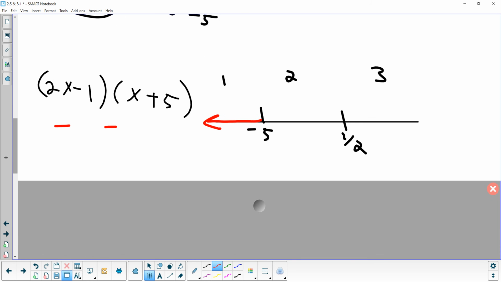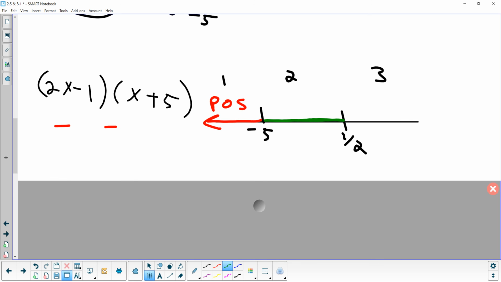So if you pick a number below -5, you'll get a negative result here. You'll get a negative result here. What's a negative times a negative? Positive. So that means in the original problem, numbers below -5 will result in a positive answer. All right, now, let's try this section.